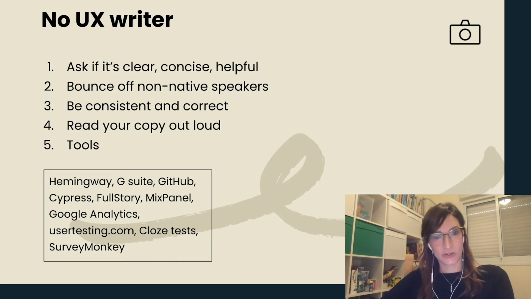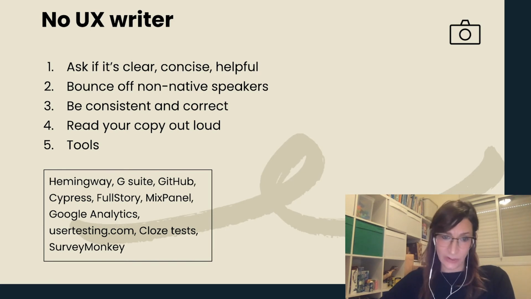Be consistent and correct. Don't make grammatical errors, for example. And even if you're not confident, because you're not a UX writer, in a decision you've made, at least be consistent with whatever decision you have made, because that will be better than being inconsistent.